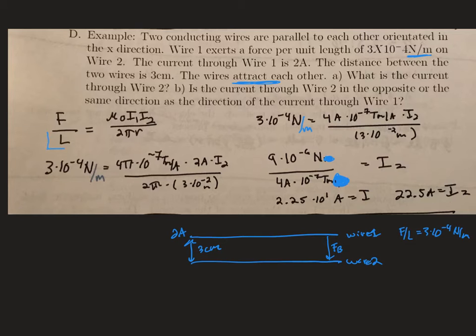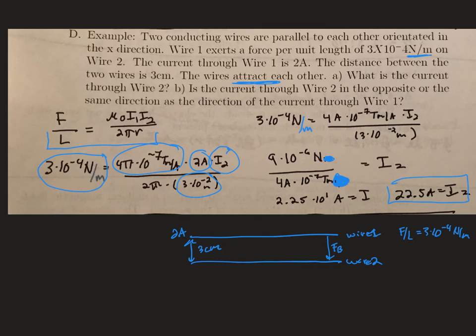So we pull up our equation that contains force per unit length, or the equation of a force between parallel conductors. And we can substitute in our given information: our force per unit length, the constant, the current we're provided, and the distance between the two of them, and we can solve for the second current. And you can see my work over on the right hand side, finally figuring out that the current is 22.5 amps.